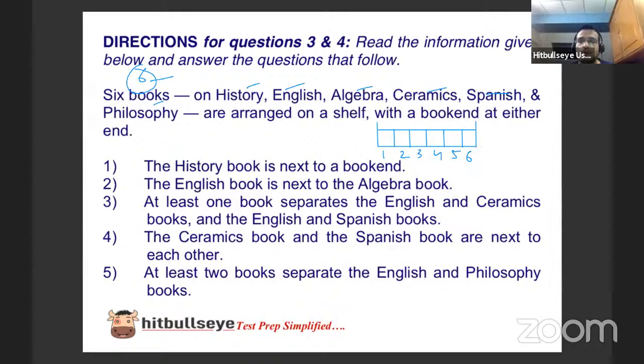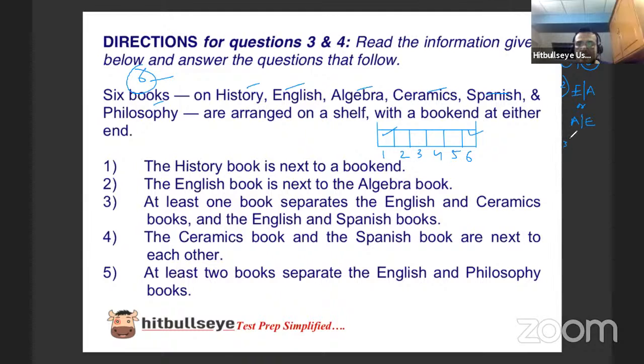History book is next to the bookend, which means what? जो हिस्ट्री बुक होगी वो हमेशा हिस्ट्री विल बी आइदर एट लोकेशन 1 और 6. इन दोनों लोकेशंस पे ही होगी हिस्ट्री बुक. It will be either at 1 or 6, या फिर यहां होगी या फिर यहां होगी, right? What is the next condition given? English book is next to the algebra book, so English and algebra should come together, or it can be A/E as well, right?